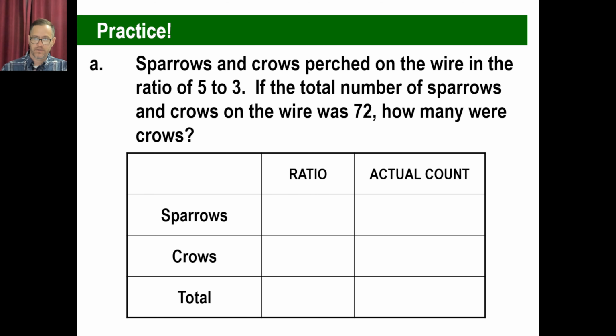Okay. Sparrows and crows, 5 to 3. So we got sparrows, 5. We got crows, 3. Total is 8. The total number of sparrows and crows was 72. How many were each? Well, obviously we're going from 8 to 72. We're multiplying by 9. So 3 times 9 is 27. 5 times 9, we don't need to do this, but we'll just do it anyway. How many were crows? Well, 27. And of course, 45 plus 27 gives you 72. So pause it and try B, then come back.